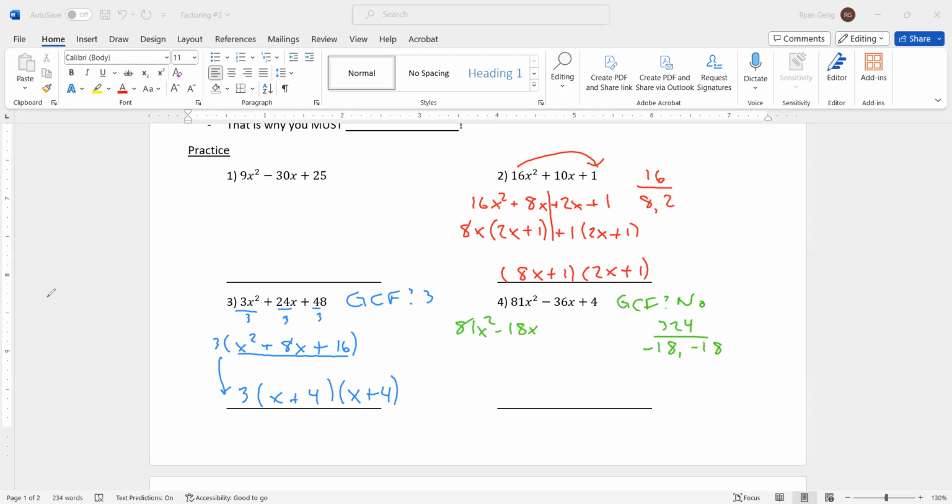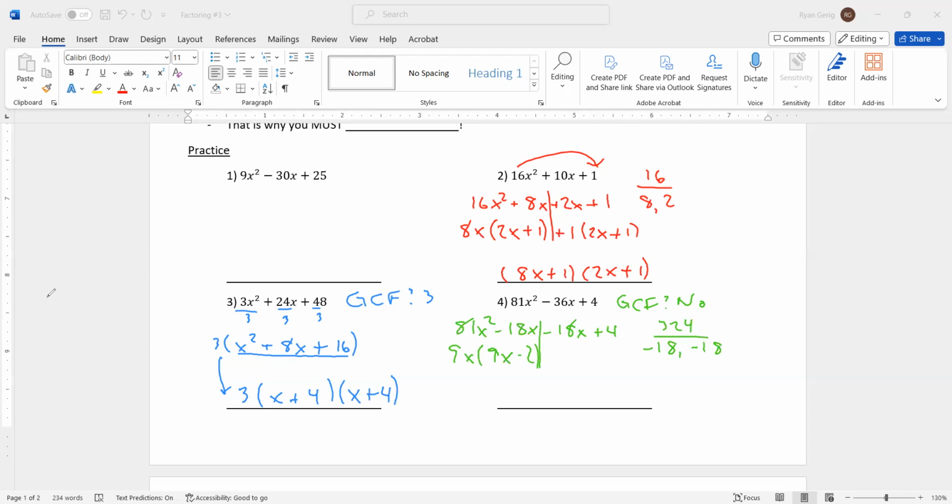So I'm showing you this because I want you to see that when you get a huge number like that, your first thought should be special case. GCF here is 9x. 81x squared divided by 9x is 9x. -18x divided by 9x is -2.